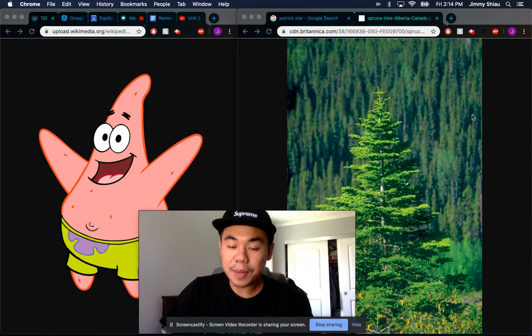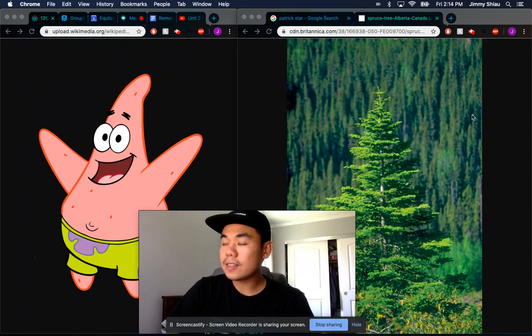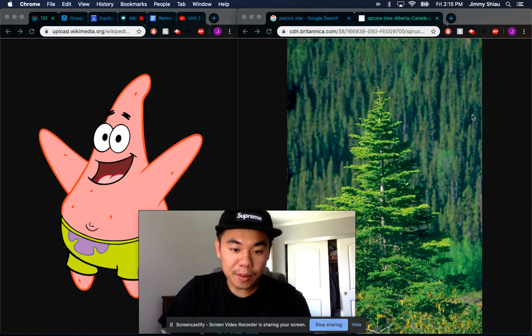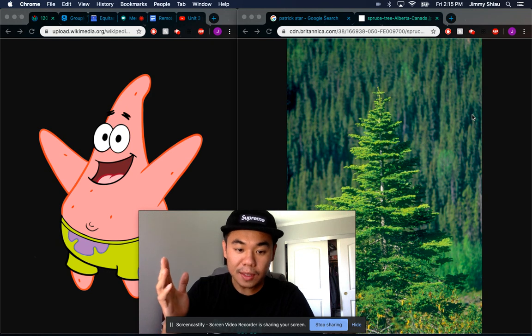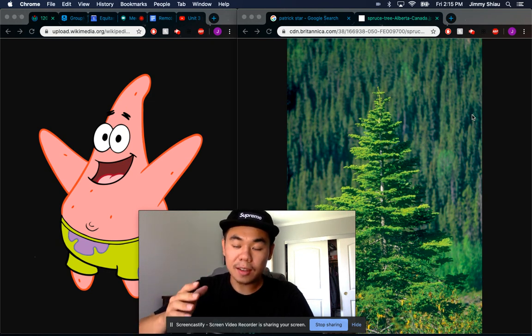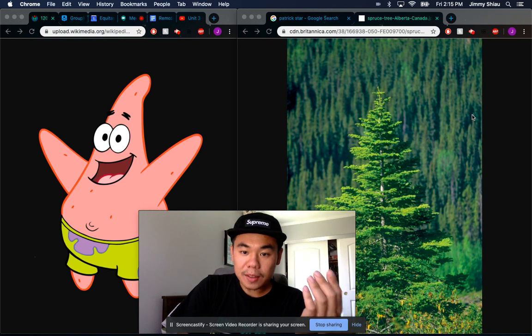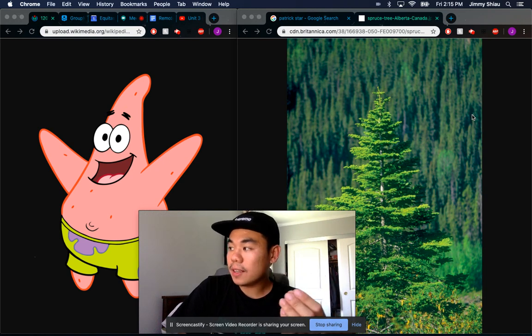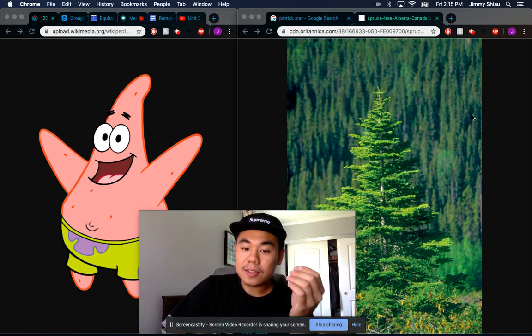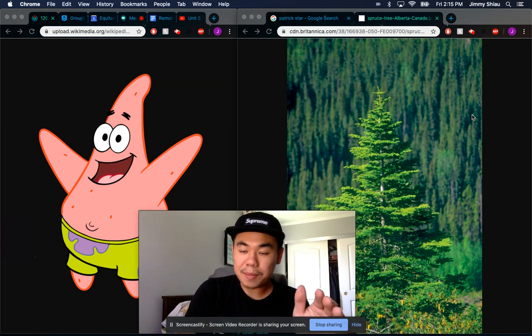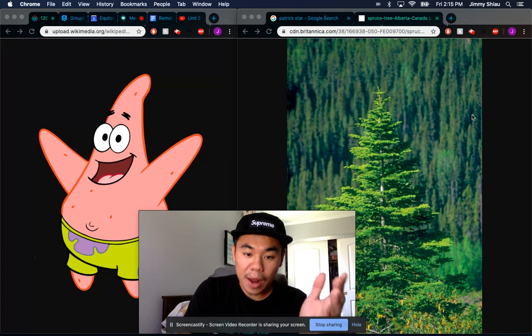Okay, the number one biggest thing that's different is Patrick, right over on this side. Patrick has more simple shapes than this tree on this side, right? So because of that, you can't make as many mistakes. All right, just to put a blanket statement out there: simple shapes equals more accurate proportions.